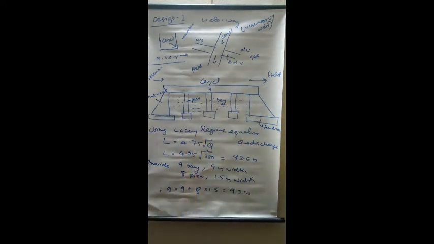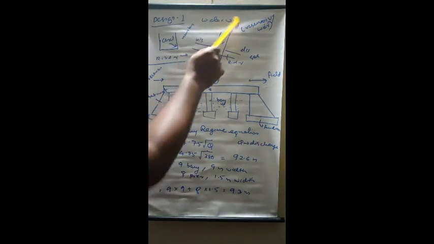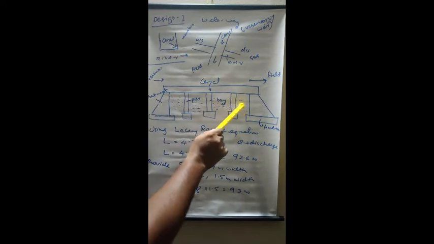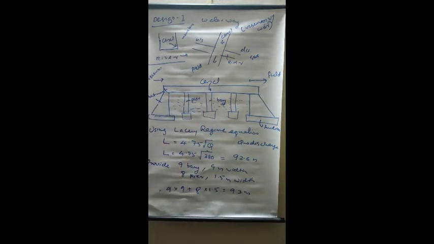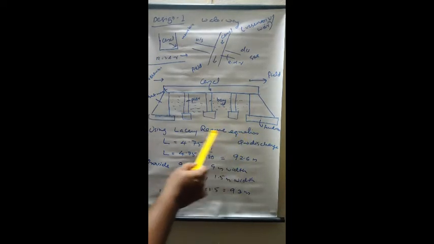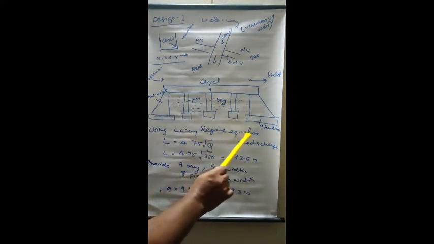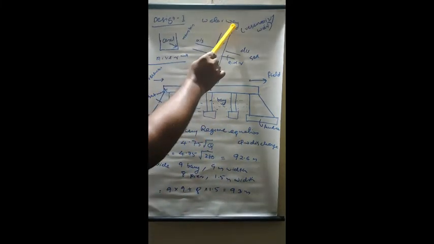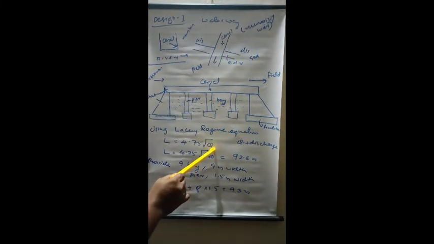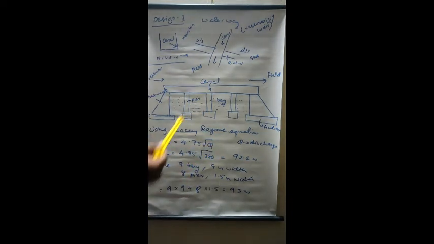Now let's come to our question. So we need to design the waterway, the length through which the water can flow from the upstream to the downstream. For that design, we are taking Lacey's regime equation. What is Lacey's regime equation? It is L is equal to 4.75 root Q. So what is Q? Q is equal to discharge. So Lacey's regime equation is to find the length of the waterway, which depends upon the discharge flowing through the river.